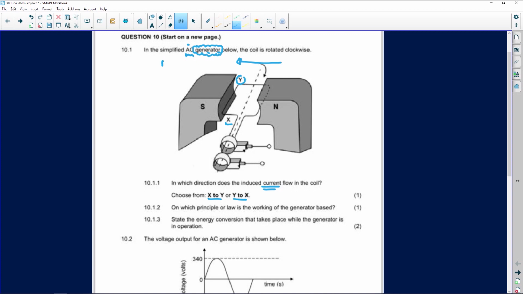You have to use your finger. So because we are using a generator, I'm going to use Fleming's right-hand rule. So I'm going to use my right hand. You must always make it like you're pointing a gun. But this finger must move in that direction. This finger is your magnetic field. I'm going to place it in that direction. It moves from north to south.